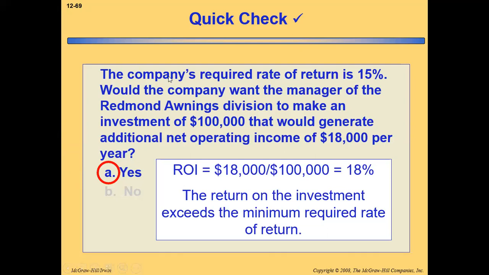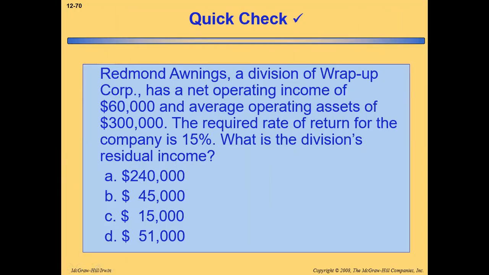Here you see the company's required rate of return is 15%. Would the company want the manager of the Raymond division to make an investment of 1 lakh that would generate additional net income of 18,000 per year? Since 18,000 per year is our operating income, our profit, we will invest in it as an additional investment. This question is actually residual income math, given here as a percentage. Considering the required rate, a profit of 18,000 remains. So if the profit of 18,000 remains, that means we will invest in that project.